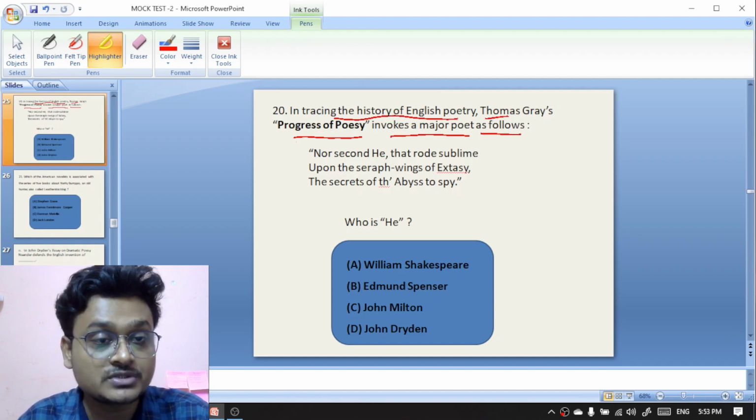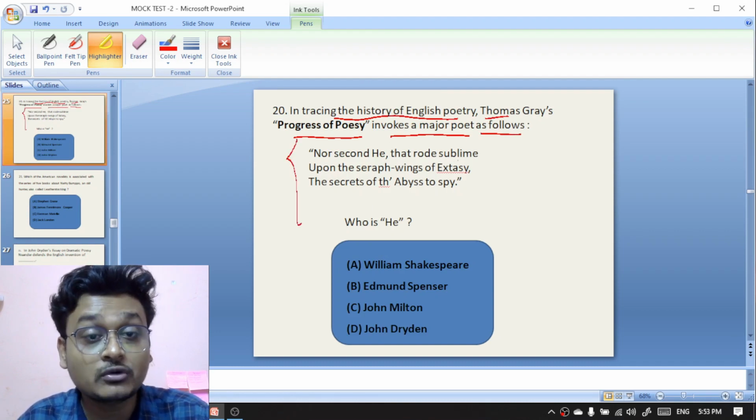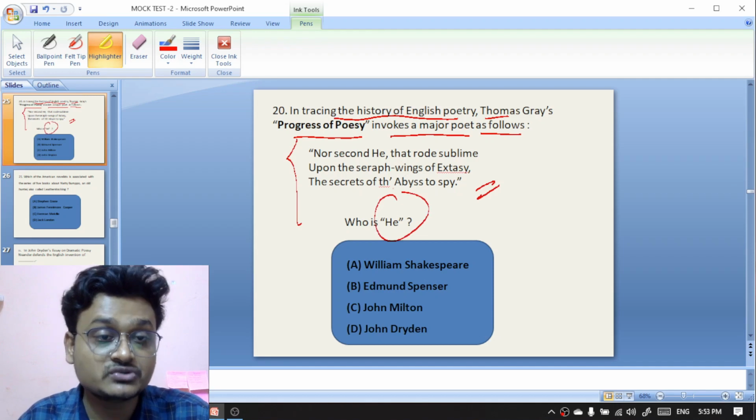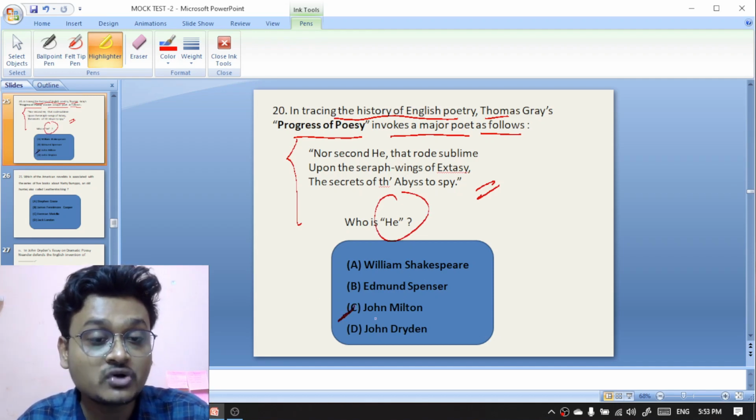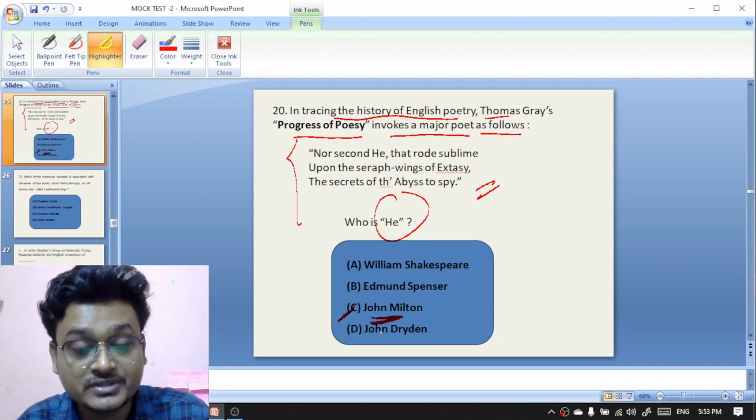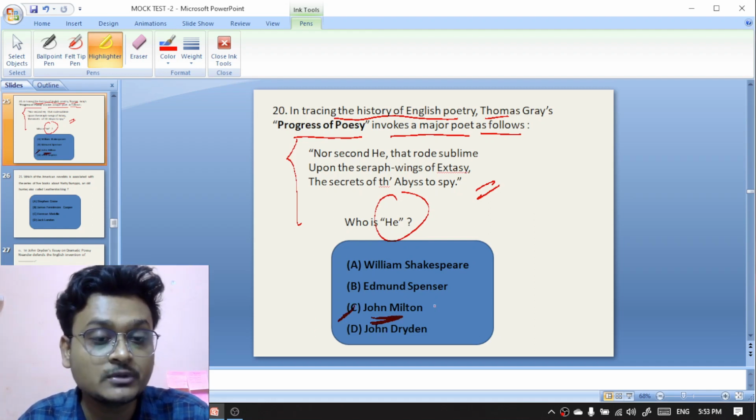Next question: in tracing the history of English poetry, Thomas Gray's Progress of Poesy invokes a major poet as follows: nor second he that wrote sublime, upon the sufferance wings of ecstasy, the secrets of the abyss to spy. Who is he? So here the right option is John Milton. Thomas Gray is writing about John Milton in Progress of Poesy.